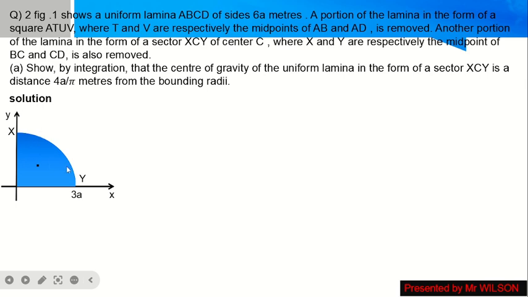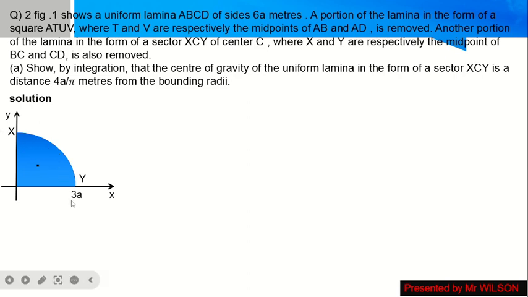Now, what are we going to do here? We are asked to prove by integration. They say show by integration that the center of gravity of the uniform lamina in the form of a sector XCY is a distance 4a over pi meters from the bounding radii. So we get this as the figure that we need to find the center of mass for. So what do we start by doing? We start by looking at the equation.